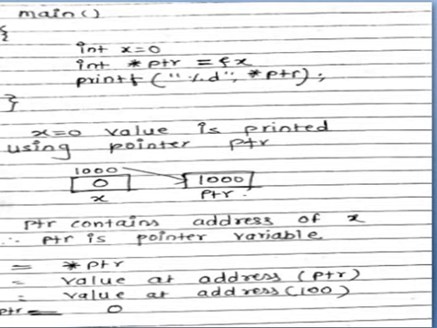ptr contains the address of x. ptr is a pointer variable. Star ptr, star gives the value at address, with value of ptr as 1000. Therefore, location 1000 contains value 0. That's why it gives us output as 0.